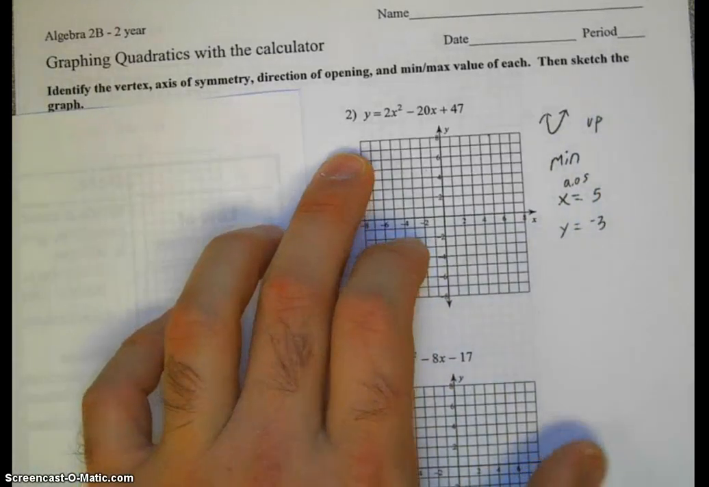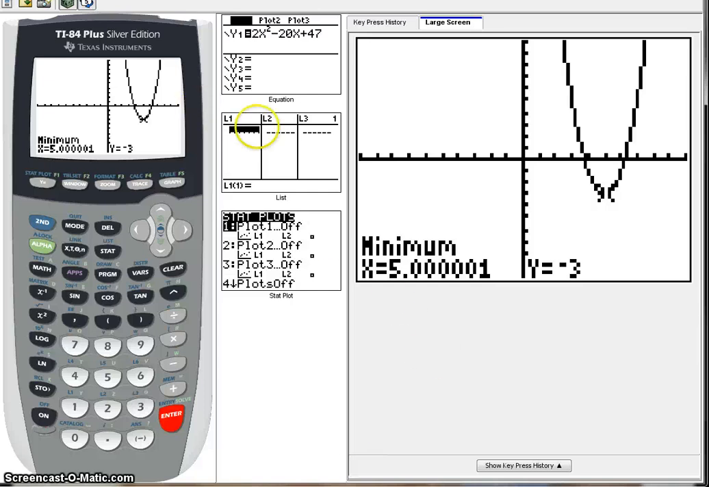So just by using that in the calculator, I no longer have to do the opposite of b over 2a because they give you the x right here. And I no longer have to plug x back in to know what my y is. They tell you right away. It's -3.